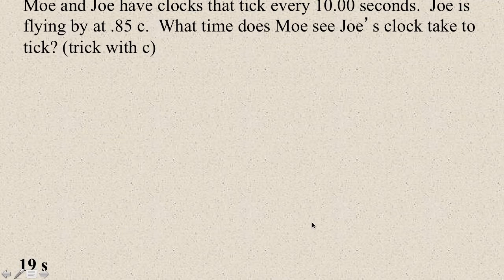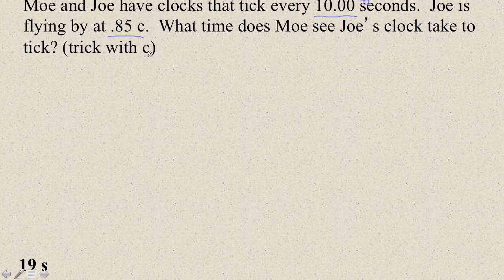Okay, so let's do a straight up example here, right? Mo and Joe have clocks. They tick every 10 seconds, right? This is our proper time. Okay. Joe is flying by at 0.85c. What time does Mo see Joe's clock take to tick?